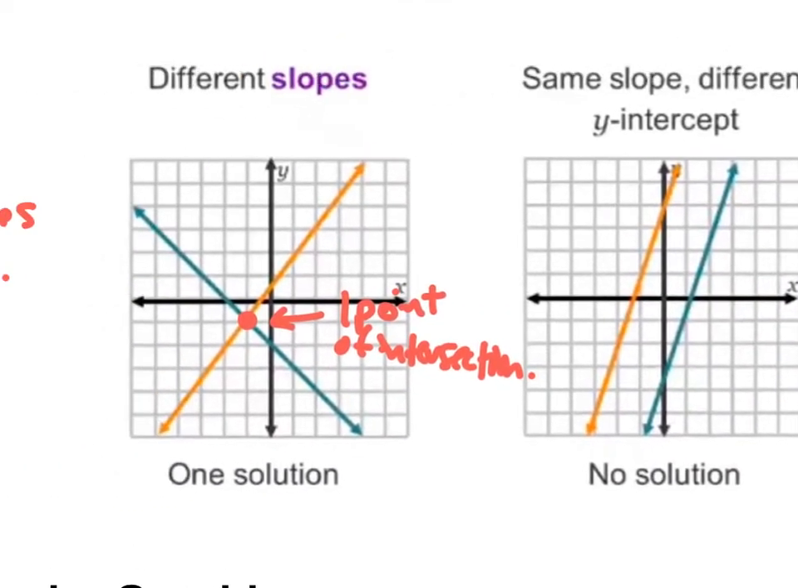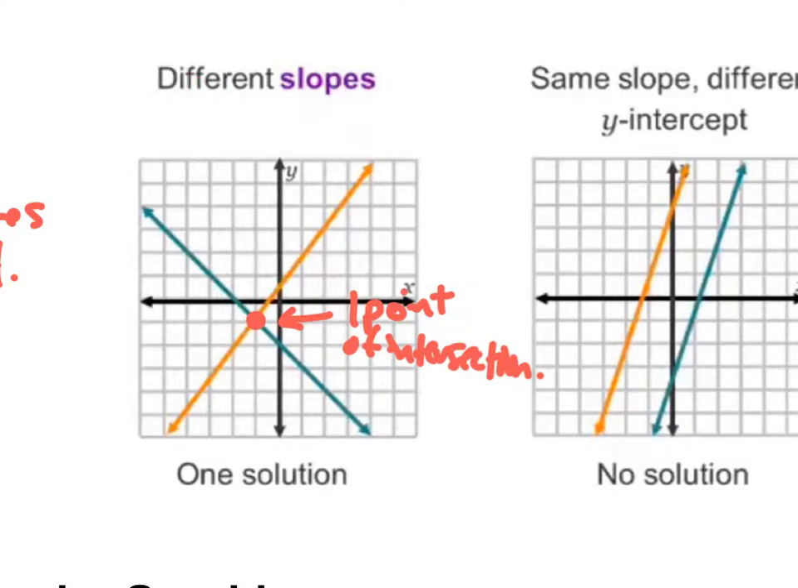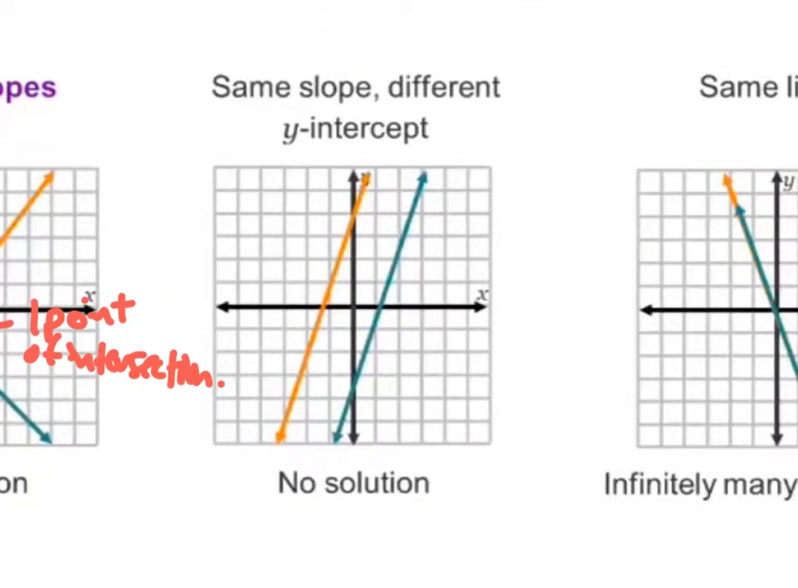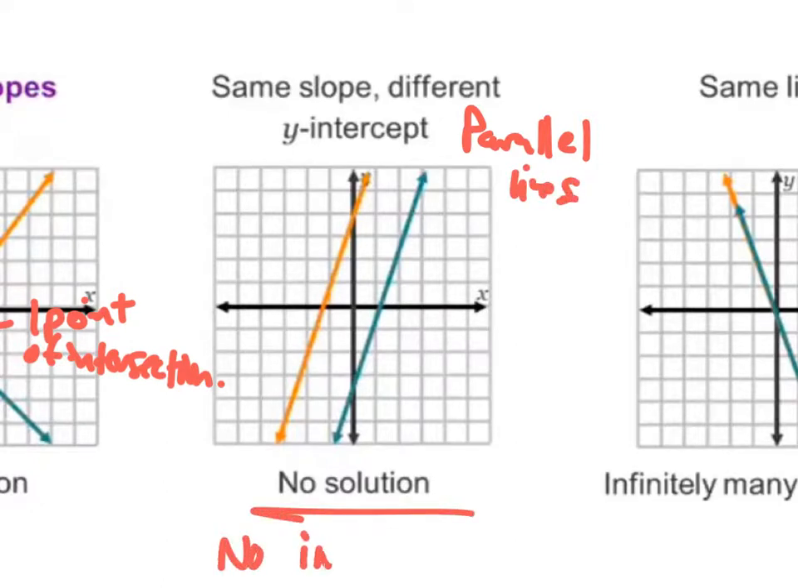And that's when you have lines that have different slopes, okay? If you have the same slope but different y-intercepts, meaning you have parallel lines, okay, parallel lines, then there's no solution because there's no intersection.